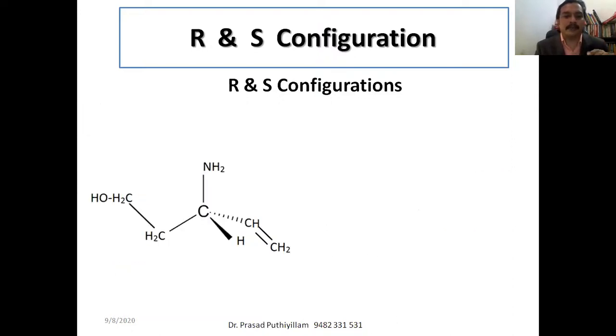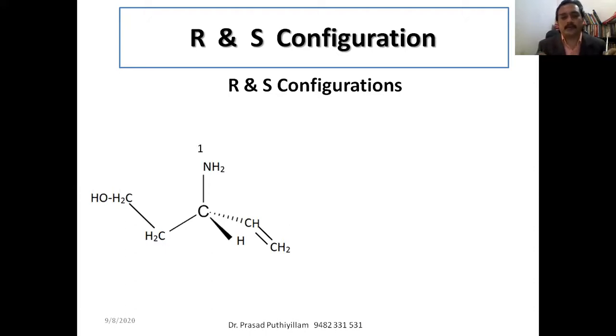So as an example, a structure is given here: NH2, CH, CH double bond CH2, having a CH2 CH2OH group. That is a molecule, a little bit complicated molecule is given. Okay, so I prepared that one. In the screen it looks inverted, but still I think it will be sufficient to clear your doubts. Here we have to give the priority.